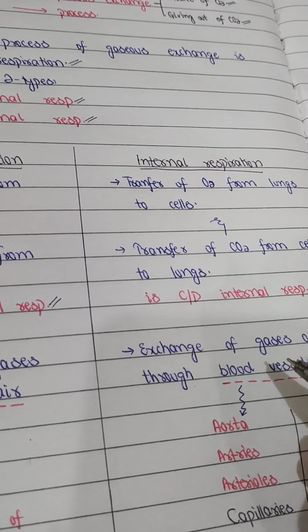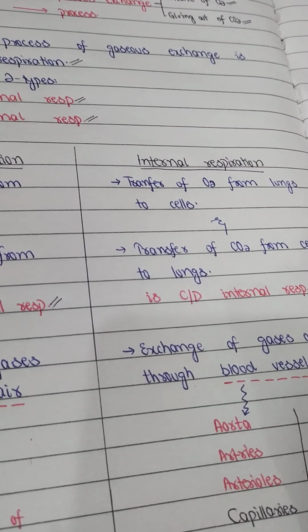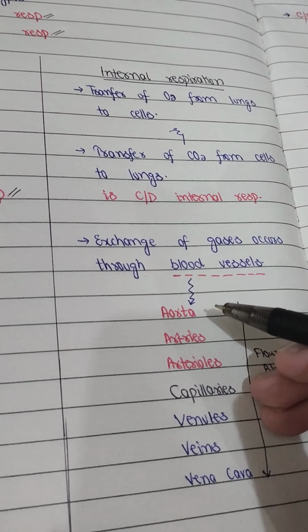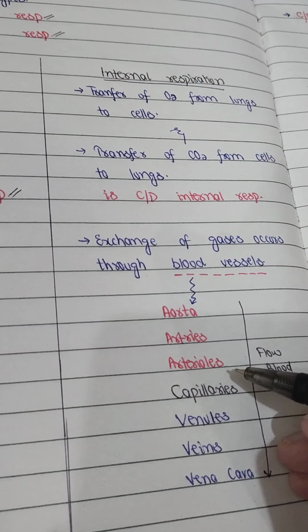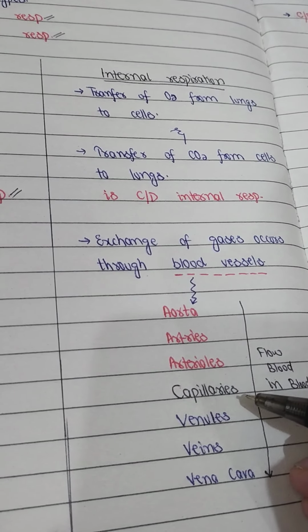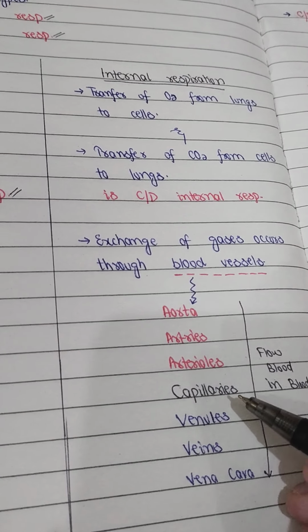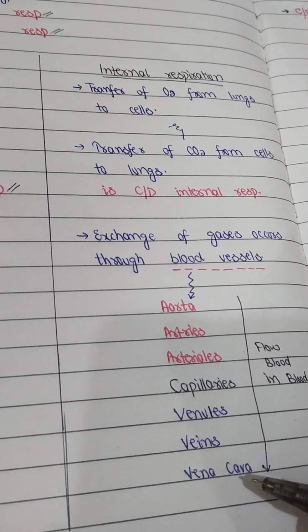And in internal respiration, the exchange of gases occurs through blood vessels. So the blood moves from the aorta into the arteries and then arterioles, then into the capillaries. From capillaries the blood moves into the venules, which are the smallest veins of the body. Then from venules into the veins and then into the vena cava.